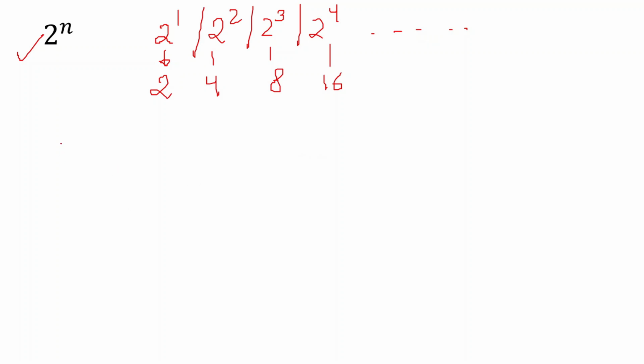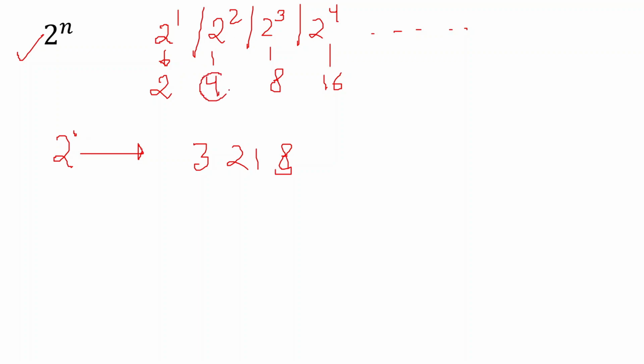Everyone knows the divisibility rule of 2. If the last digit is divisible by 2, the number will be divisible by 2. Let me write any random number. So this is the number. If the last digit of this number is divisible by 2, the number will be divisible by 2. Or you can say all the even numbers are divisible by 2. So this is 2 to the power 1.